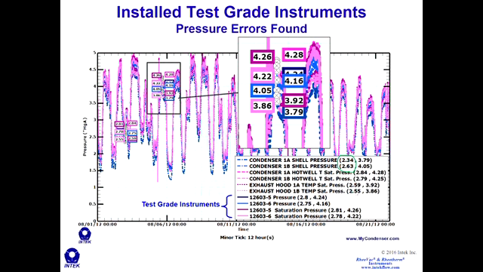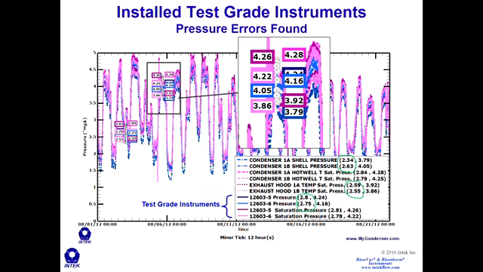You can also see that the exhaust hood temps are roughly the same, but they're actually lower than one of the shell pressures. But now if we take a look at the test grade sensors, we can see that both shells are operating at about 2.75 to 2.8 inches of mercury.